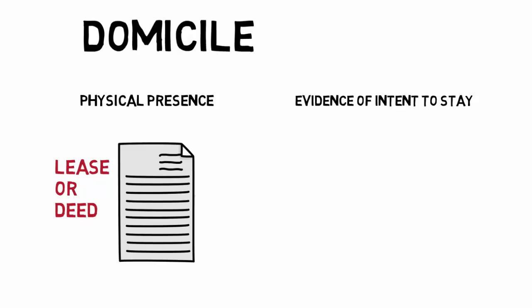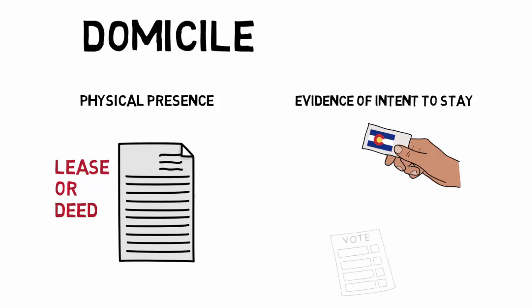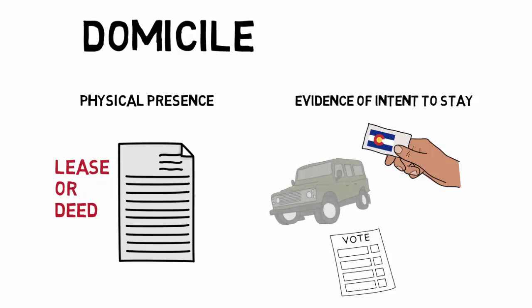To prove intent to stay, you must show that you've cut ties to other states. You'll need to get a Colorado driver's license or state ID within 120 days of moving to the state. And if you're registered to vote, you must be registered in Colorado. If you drive, you'll need to get a Colorado vehicle registration within 180 days of moving to the state.